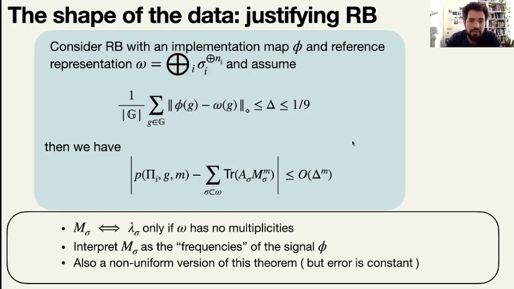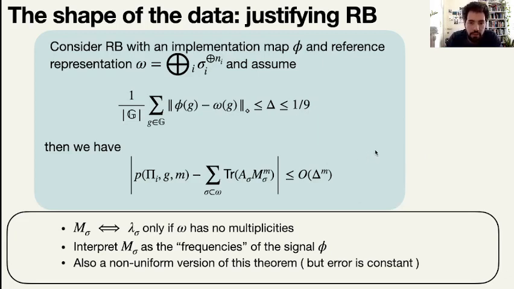And interestingly, you can think of these M's as the frequencies of this signal, and I'll make this more precise in a minute. We also have a non-uniform version of this theorem where you don't pick your sequences uniformly at random, but due to some other distribution, but the error behavior is notably worse. But this is something interesting if you're into these kind of particular things.